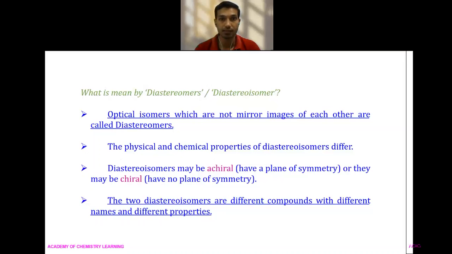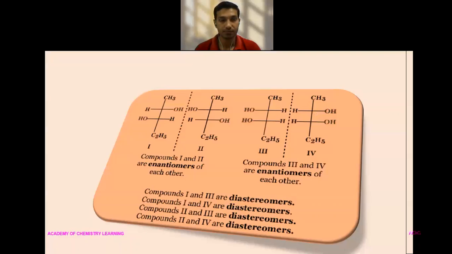Either the structure possesses an achiral center or a chiral center, and these two diastereoisomer pairs are different compounds with different names and different properties, while enantiomers have the same properties but differ in their rotation of plane polarized light. Now see the example of a diastereomer and enantiomer.